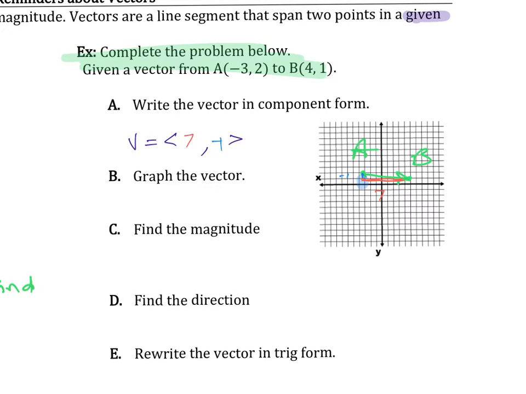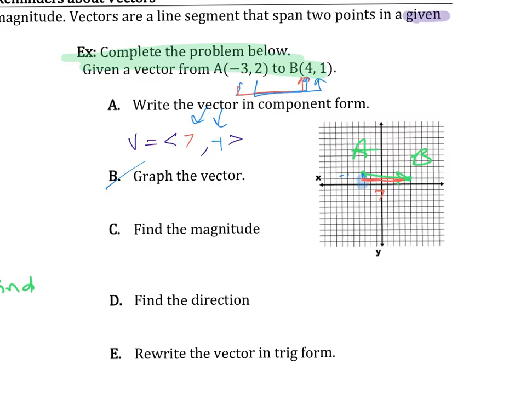You could calculate this change by hand, but really you're just asking yourself, what am I doing to -3 to get to 4? What am I doing from 2 to get to 1? And that's where these numbers are coming into play.